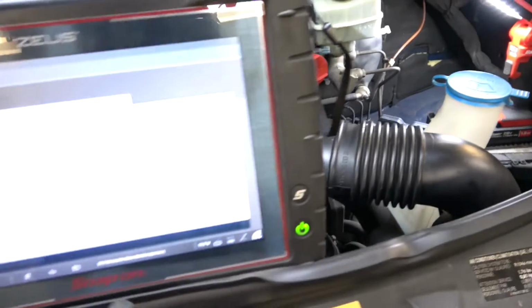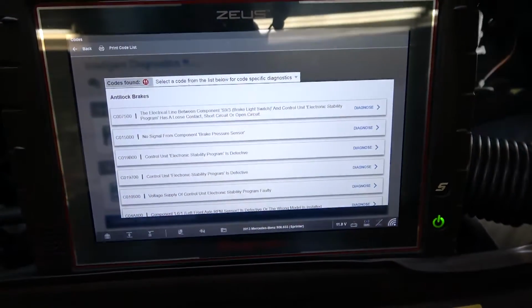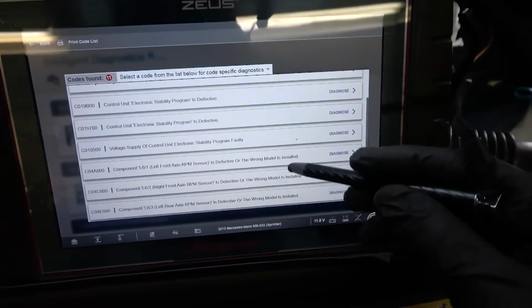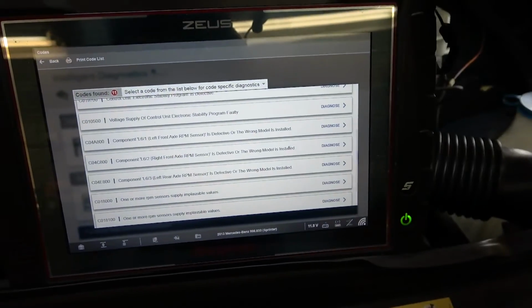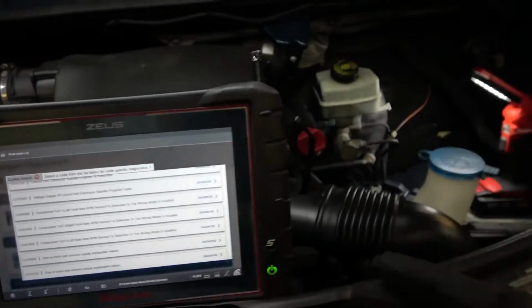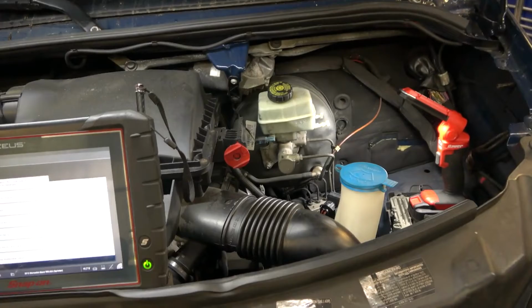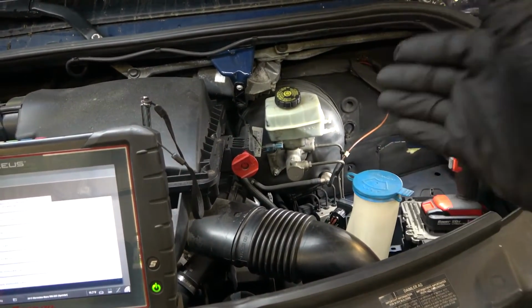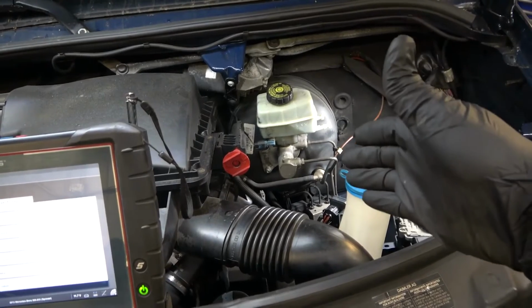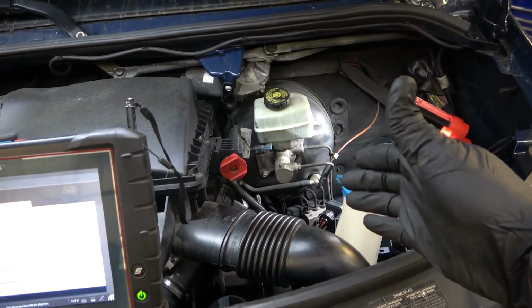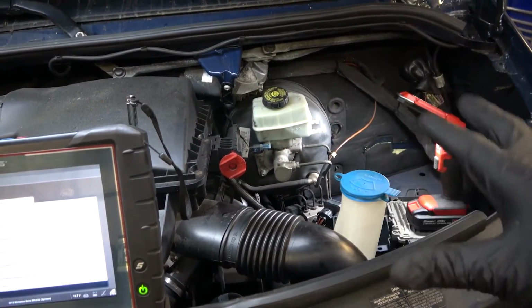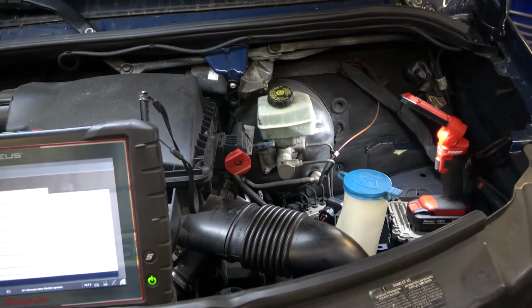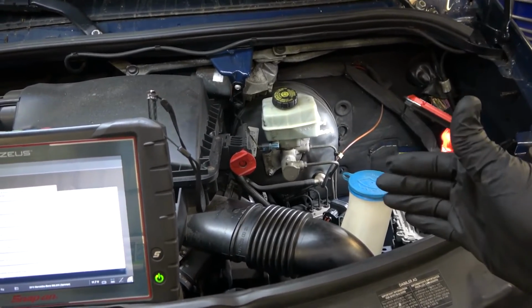Now, since we have wheel speed sensor trouble codes on the scan tool, there is a possibility that we have bad wheel speed sensors on this van. Because the ABS control unit is defective, we could not talk to it. So when we cannot talk to an ABS control unit on the vehicle, it's hard to know what other problems we might have in that system, okay?